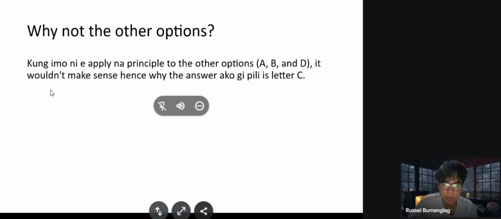So, why not the other three options? If you apply the principle to the other options, A, B, and D, it wouldn't make sense. Hence, the answer I chose is letter C.